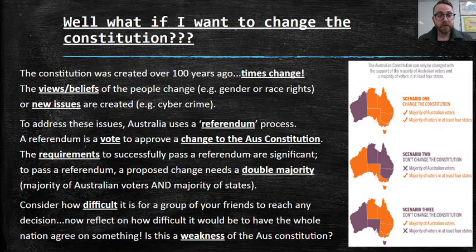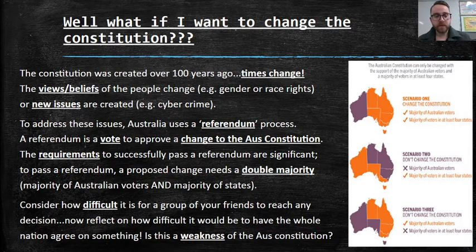And then new issues are often created over time. For example, 100 years ago, they didn't have much on cybercrime. If you look at the Glen Waverley school rules, or find a school diary from 20 or 30 years ago, there's probably not going to be a big section in the diary about cyberbullying.